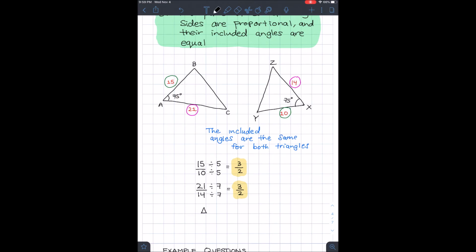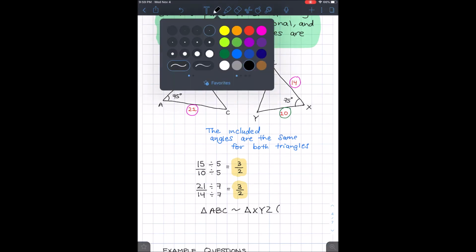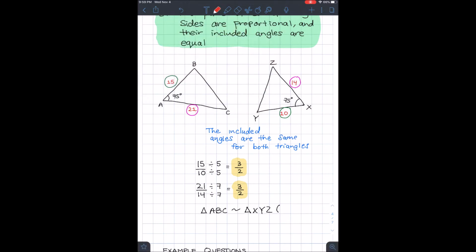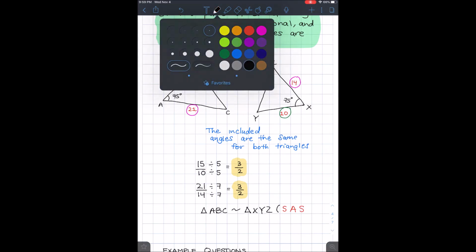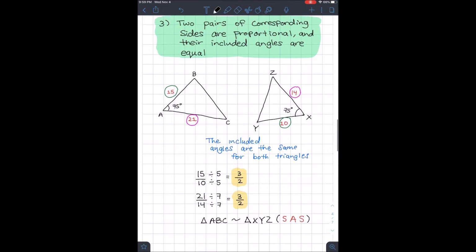Now we can say that triangle ABC is similar to triangle XYZ. And what's the reason? Well, the abbreviation is side, angle, side. Remember, for this condition, we have two sides that are proportional, and the included angles are the same. That's why the abbreviation is side, angle, side.